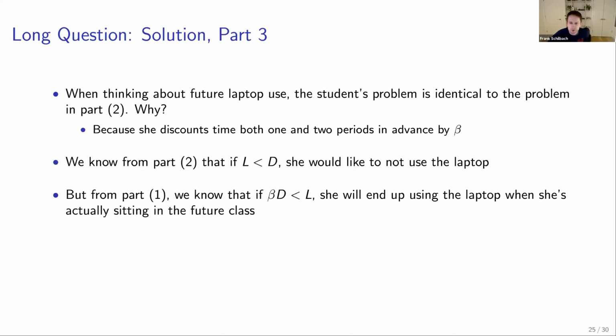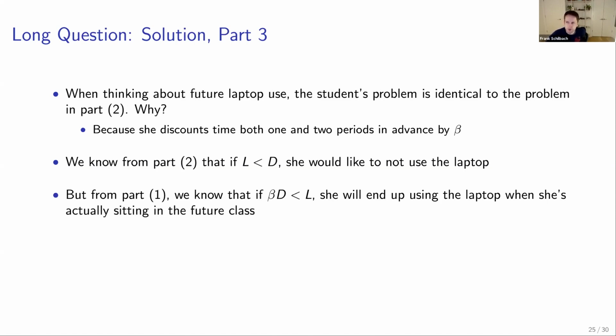We know from part 2 that if L is smaller than or equal to D, then she would like to not use the laptop. We just solved for that in part 2. But from part 1, we know that if beta D is smaller than L, she will end up using the laptop when she's actually sitting in a future class. That is to say, if she has a choice in any given class and shows up in class, she will say, oh, using a laptop would be great. The same would be true of phones, by the way.